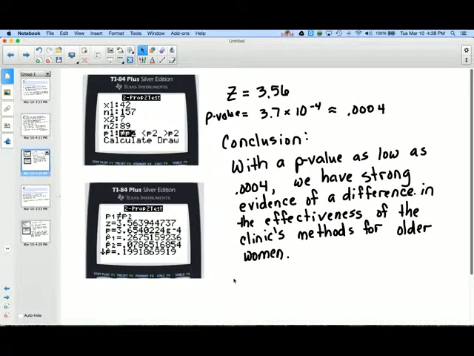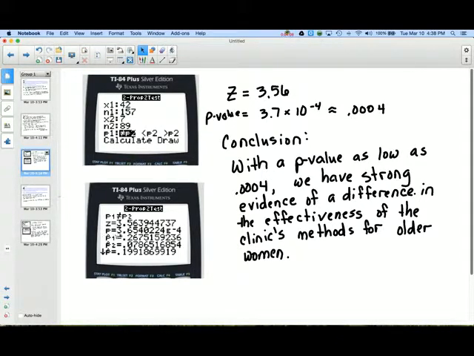Then I go to my calculator. So I set this up as a 2 proportion z-test, plugged in my information. Now notice my x1, my n sub 1, that represents the younger women, and then my other one's the older women. Notice I chose a 2-sided test, and then I ended up with a z-score, and I wrote that down.